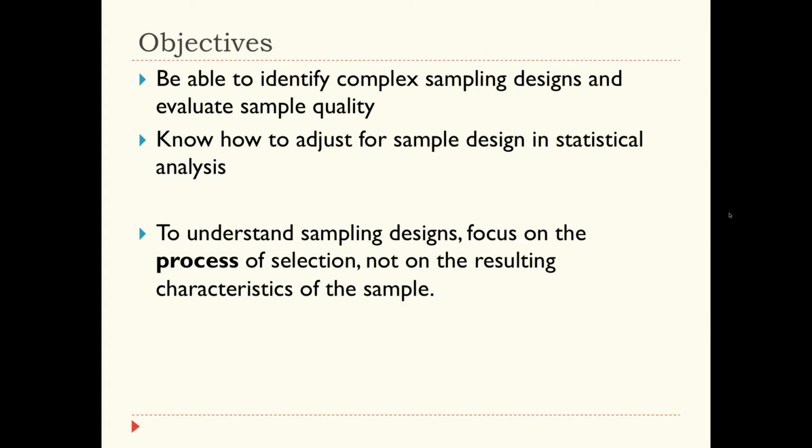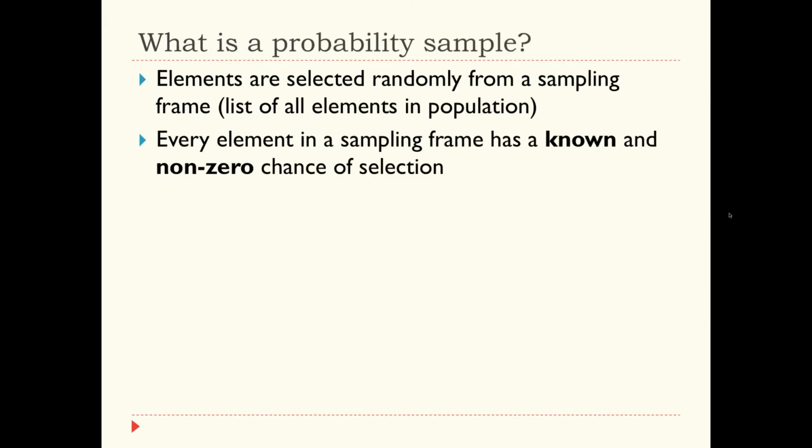Now, one thing I really want to highlight is this last statement here, which is to understand sampling designs, you need to focus on the process of selection, not on the resulting characteristics of the sample. So remembering that there's always random processes involved. Every sample will be different, even if we've followed all the best practices of survey design. So we shouldn't decide whether or not a sampling design is high quality based on what we get in the result, but rather on the process of selection and whether it follows the principles underlying the probability theory on which we base our statistical inferences.